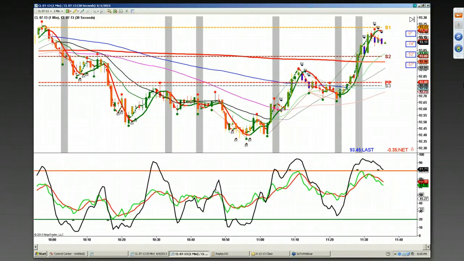Let's see if I can find a better one. Let's find a better correlation. Right here is a real good one. You're getting your 13/20 cross, okay? Your 14 has changed from red to green. I can't even tell what the 6 is doing because it's blending right in there, but it looks like it's changing right at the same time.